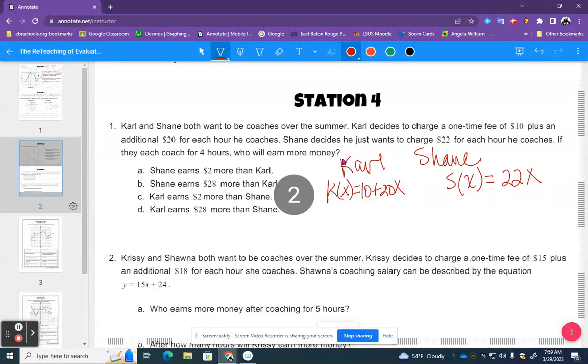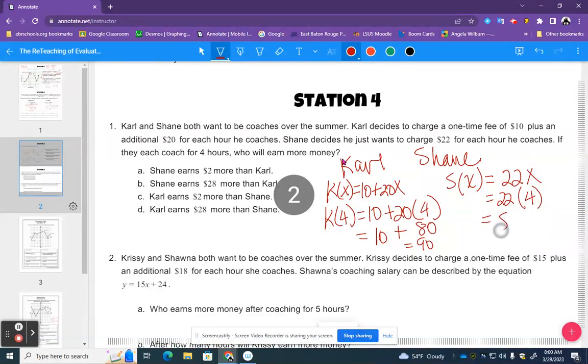Now, if they coach for 4 hours, who earns more money? So that's going to be 10 plus, what's 20 times 4? 80. So that's going to be 90. And that's going to be 88. So Shane is going to make less money than Carl.